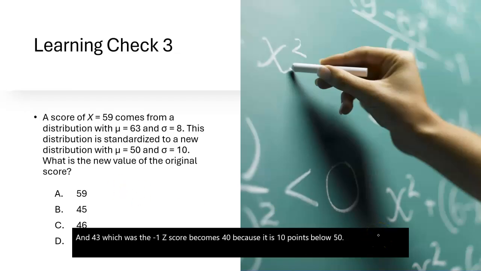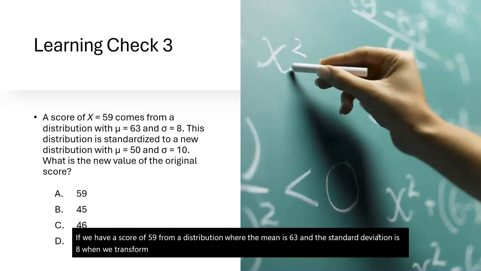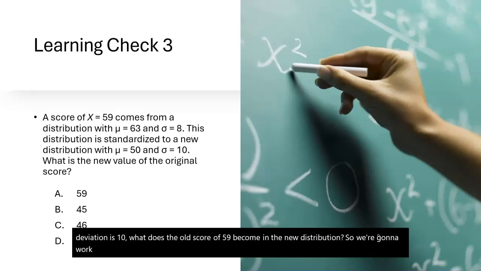Now we're going to do the learning check 3. If we have a score of 59 from a distribution where the mean is 63 and the standard deviation is 8, when we transform the entire distribution so that the mean is 50 and the new standard deviation is 10, what does the old score of 59 become in the new distribution? So we're going to work through this together, okay?